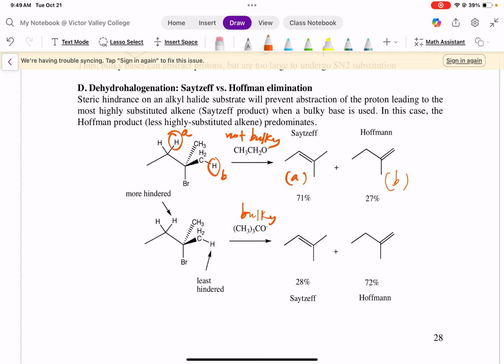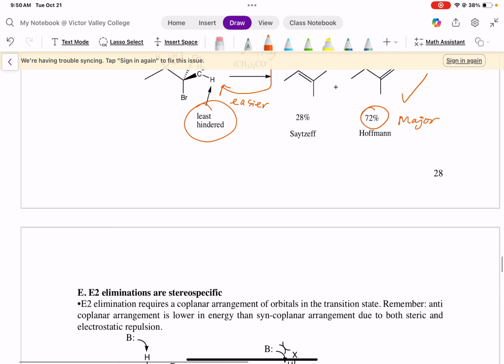But if you use a bulky base, there's no choice. It's got to go with the least hindered one, even though the product is less stable, because it's easier than this one. That's more hindered. So the structure of the base is really important here. That's the conclusion.